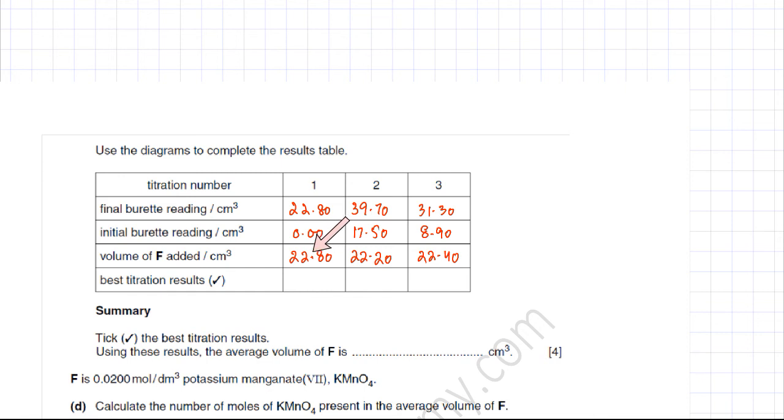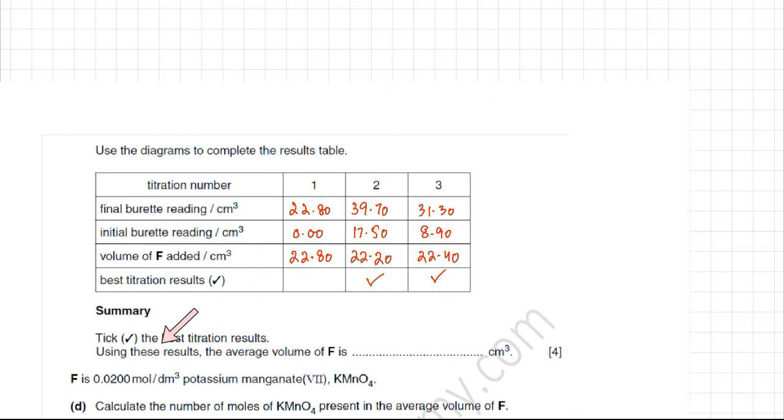The first titration shows 22.80 cm³, the second 22.20 and 22.40. Now we have to take the best titration results. The best titration results are the ones that are close to each other. So these two values, 22.20 and 22.40, are close to each other. This value is slightly off, which indicates that there must be something wrong going on in that experiment. So the values that are close together are more consistent, and then they would be considered to be more accurate.